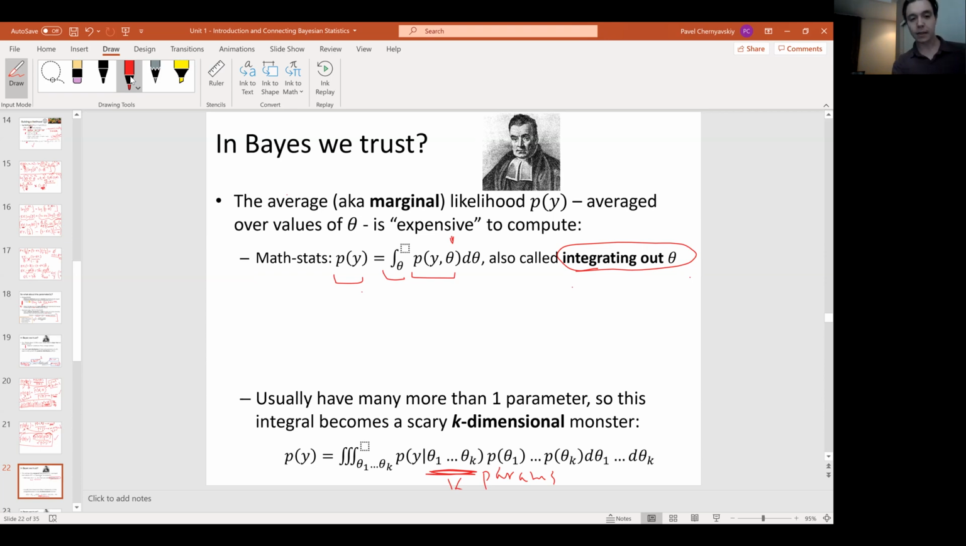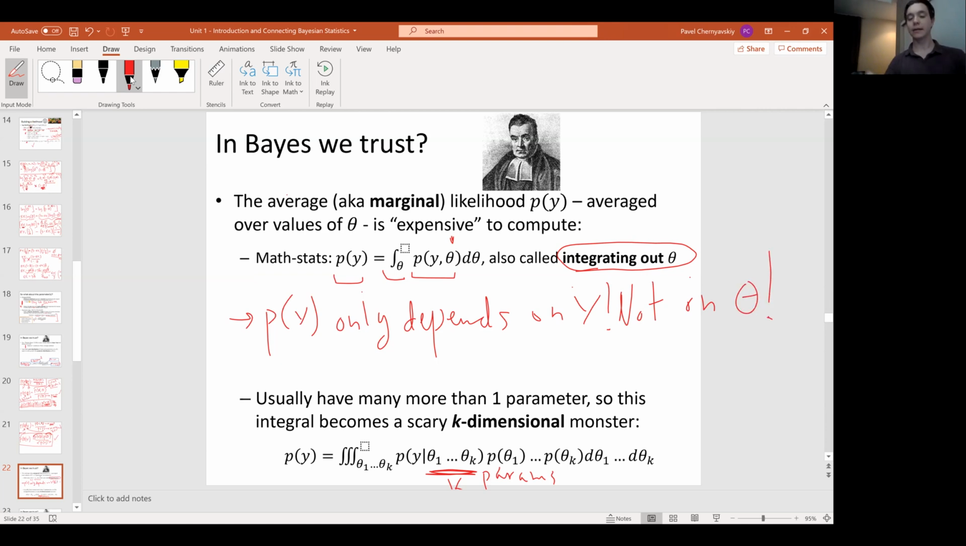One key here, the marginal only depends on y, not on theta. This might be an obvious thing to say, right? Just by the sake of mathematical notation. This is just a function of y. It is no longer a function of y and theta. It is definitely not a function of theta, right?